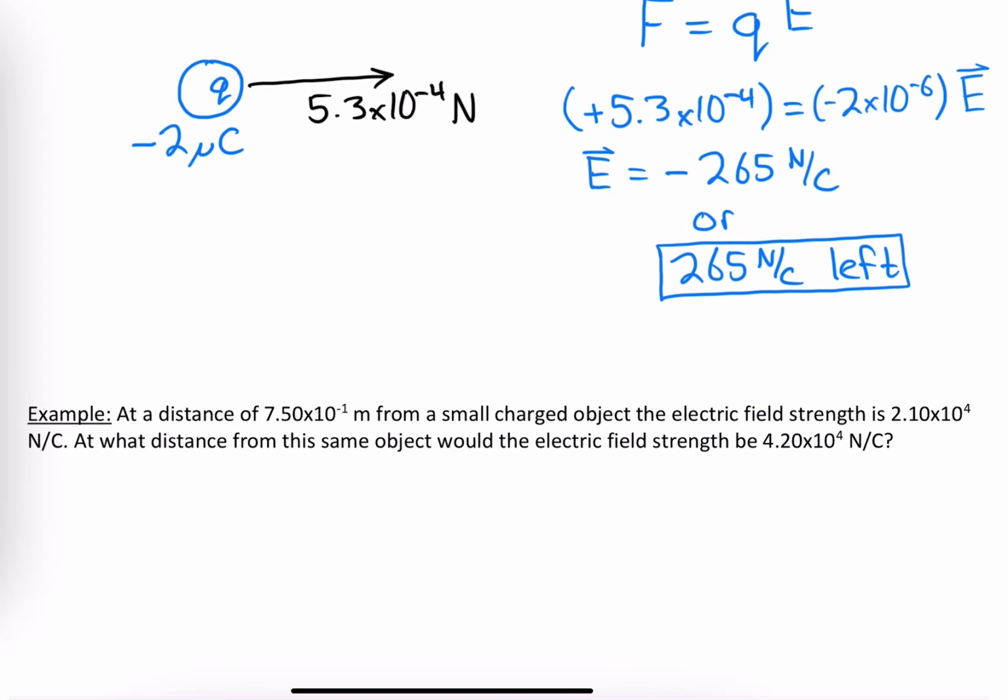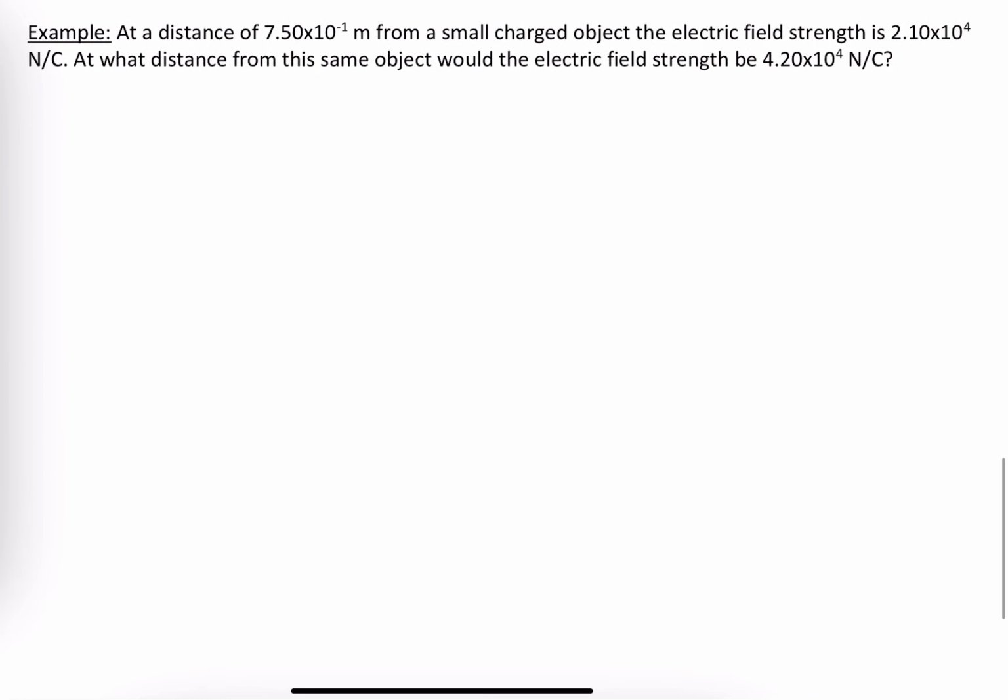Let's look now at the next example. At a distance of 7.5 times 10 to the -1 meters from a small charged object, the electric field strength is 2.1 times 10 to the 4 newtons per coulomb.